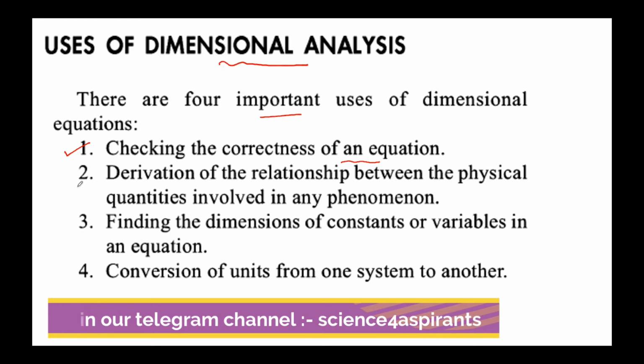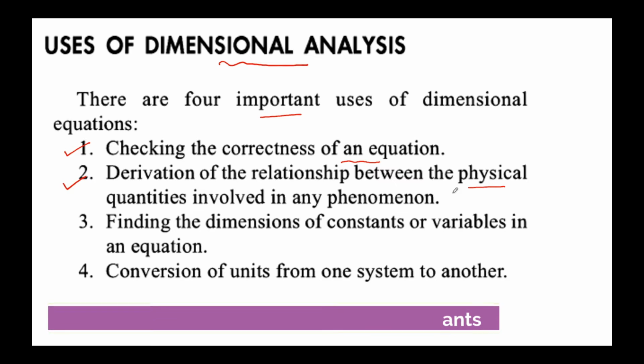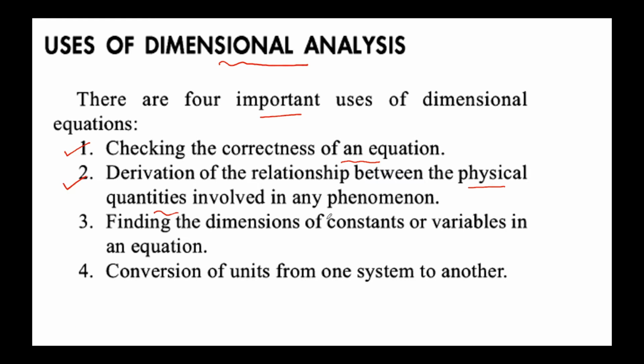The second use is derivation of the relation between the physical quantities involved in any phenomenon. So we can derive any physical relation, or we can derive the correct physical relation. For example, if it is given that the force is dependent upon mass, length and time, from these physical quantities we can derive the correct relation of this force with these physical parameters.